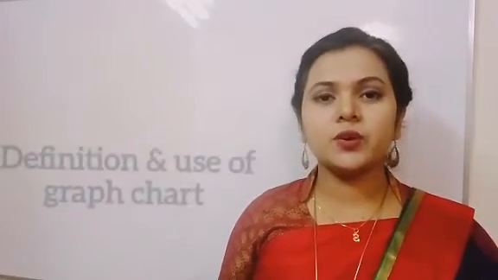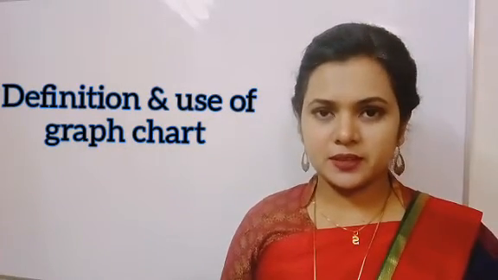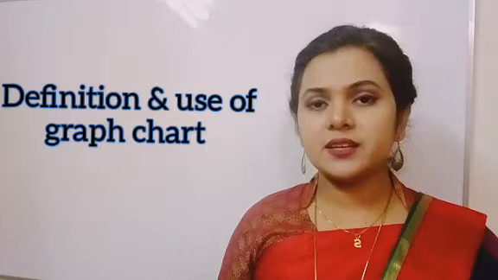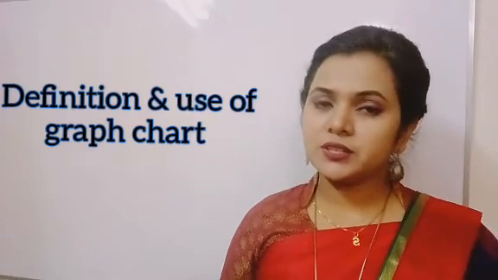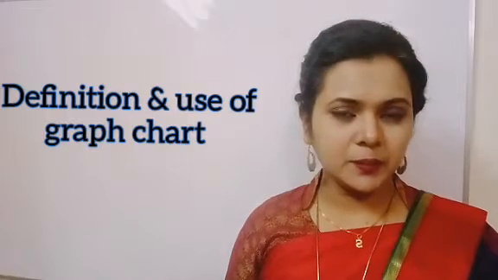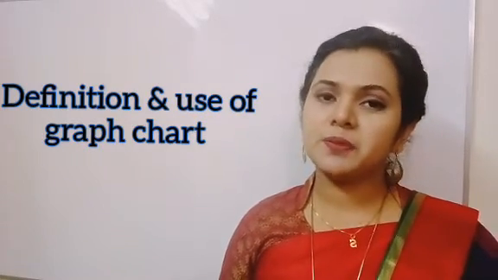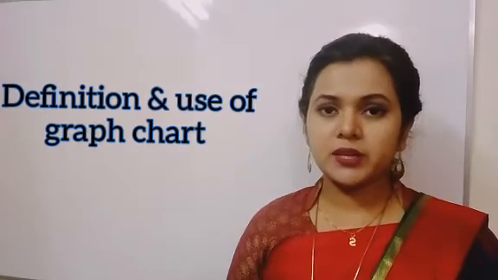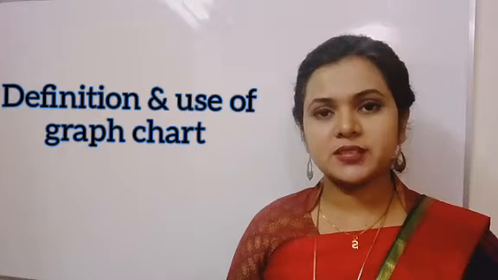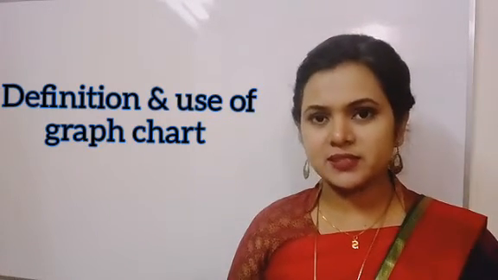Well, you might think, what is a graph chart and what is the use of it? A chart is a graphic presentation of data in which the data is presented by symbols. For example, in a bar chart, the data is presented in a bar. In a line chart, the data is shown in line, and in a pie chart, the data is shown in slice. We normally use graphs and charts to present or to organize numerical and qualitative data.